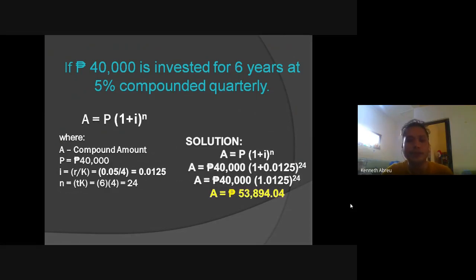Next, for the solution, we substitute the given into the formula A equals P times 1 plus i raised to n. So A is equal to 40,000 pesos times 1 plus 0.0125 raised to the 24th power. A is equal to 40,000 times 1.0125 raised to the 24th power. By doing the operation, our compound amount is 53,894 pesos and 4 centavos.